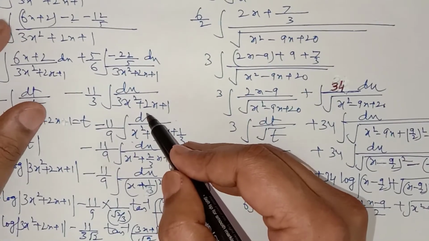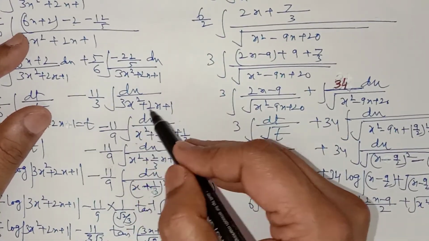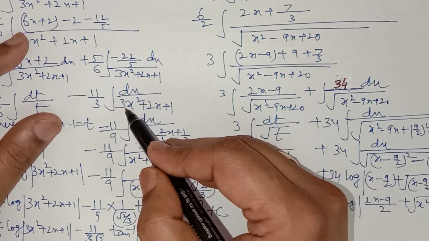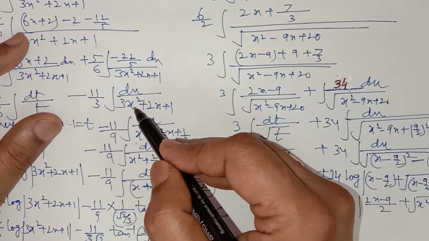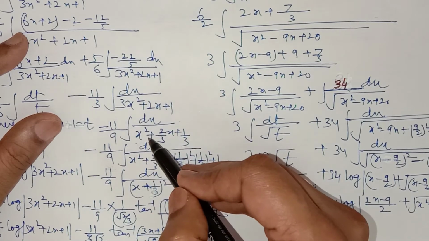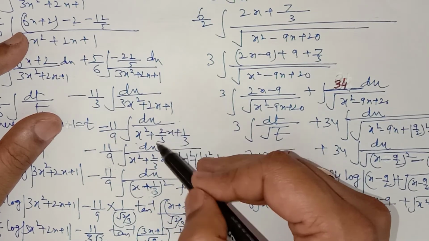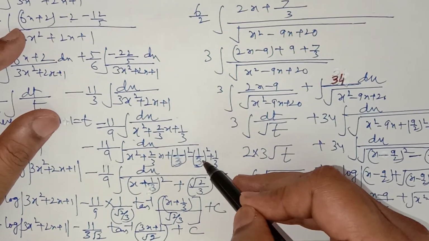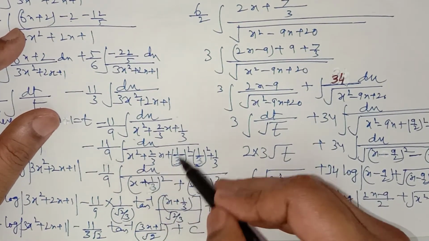Now come to this integration. This type of integration we have seen just in the beginning of this exercise. This is a special integral. You have to make it a perfect square by taking 3 common here to make the coefficient of x square 1. Then add and subtract the square of half of the coefficient of x, which is 1 upon 3. Adding and subtracting, this becomes the whole square of x plus 1 upon 3.